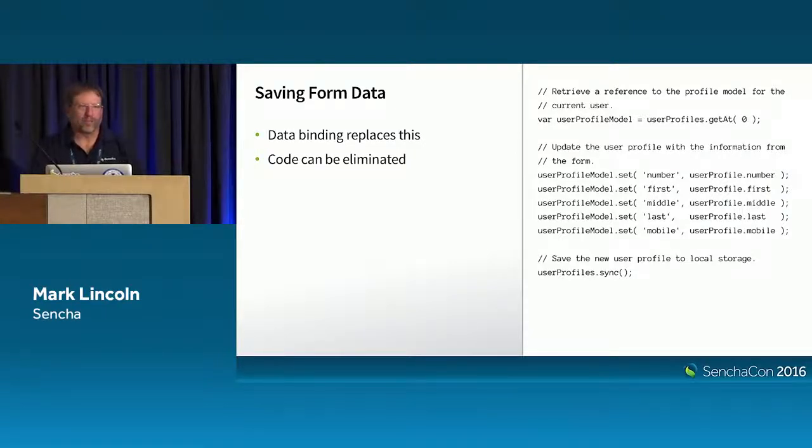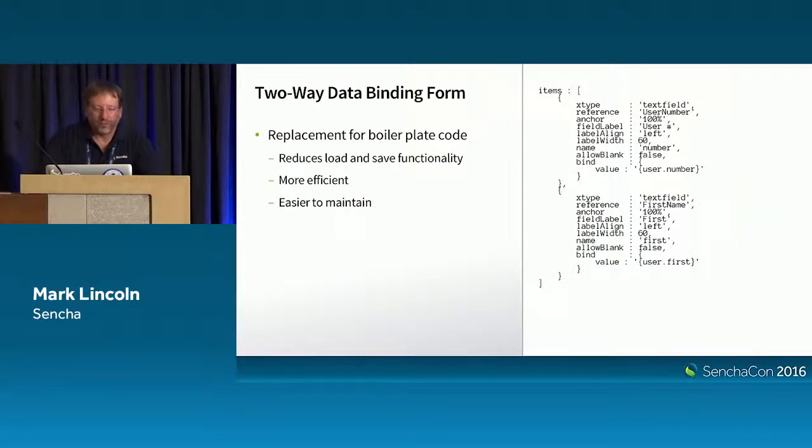This can all be eliminated by using two-way data binding. And here's a short example. We just use the bind config, and we bind to the value of the field in the model that's assigned to our view model. This eliminates all of that boilerplate code to load and save. It's more efficient, but most importantly, it's easier to maintain. There's very little code here to do any work. We let the framework do all of it for us.